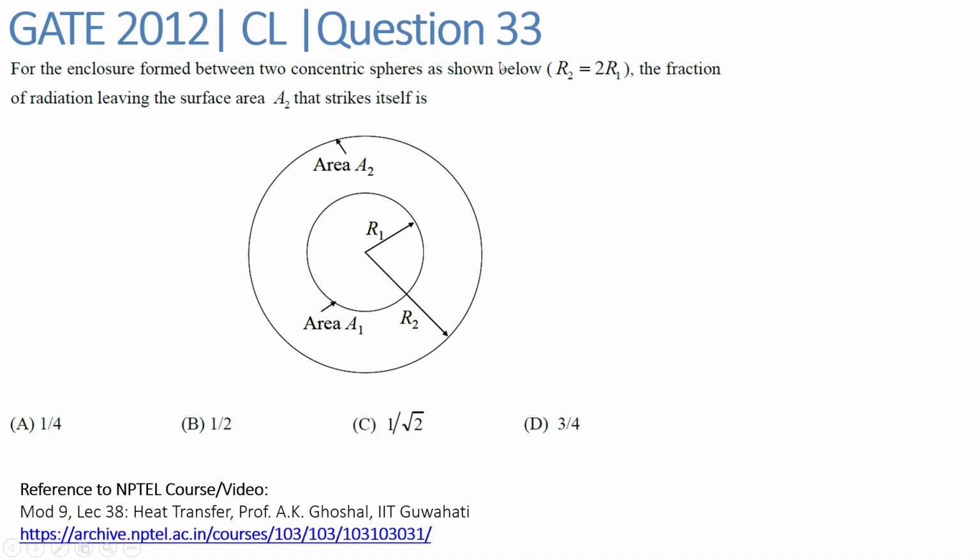We are solving question 33 of GATE 2012 chemical engineering paper. The question is, for the enclosure formed between two concentric spheres as shown below, where R2 is equal to twice of R1, the fraction of radiation leaving surface area A2 that strikes itself is, we have to find that value. So let's look at the solution.